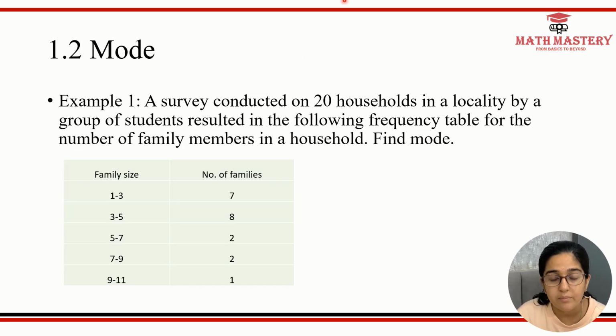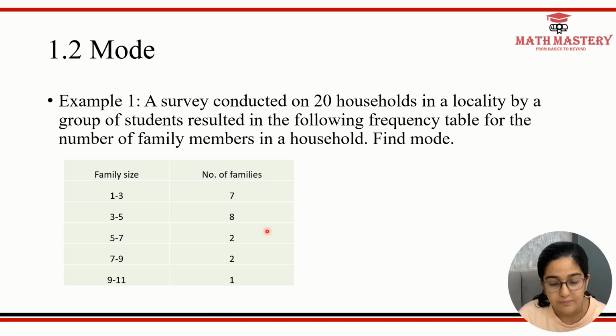Now let's understand mode with the help of an example. A survey conducted on 20 households in a locality by a group of students resulted in the following frequency table for the number of family members in a household. Find mode. Now there is this frequency distribution table where family size is given in class intervals. 1 to 3 indicates families starting with 1 member, 3 to 5 means families with up to 4 members and so on, and number of families are given beside the class interval.